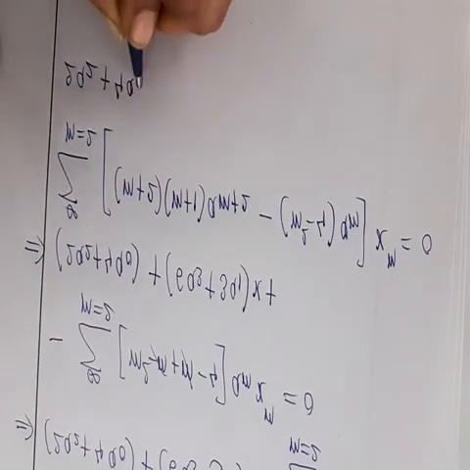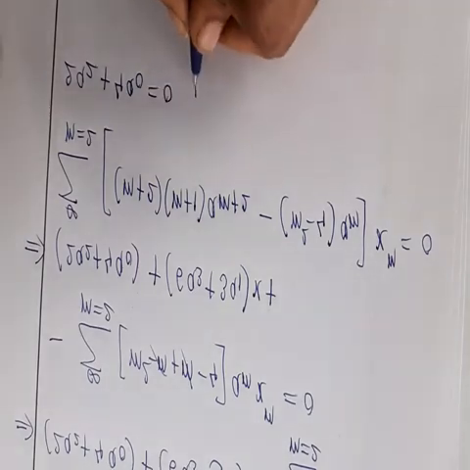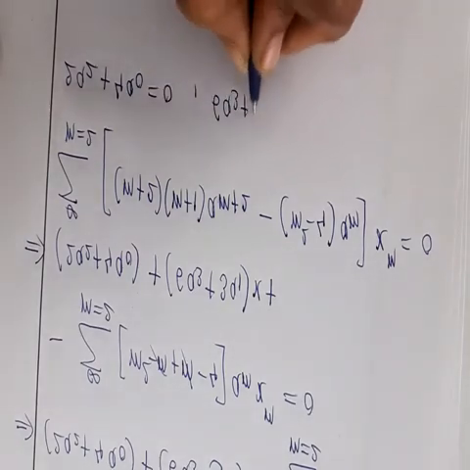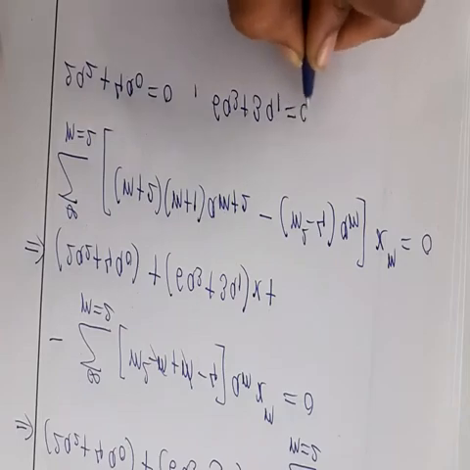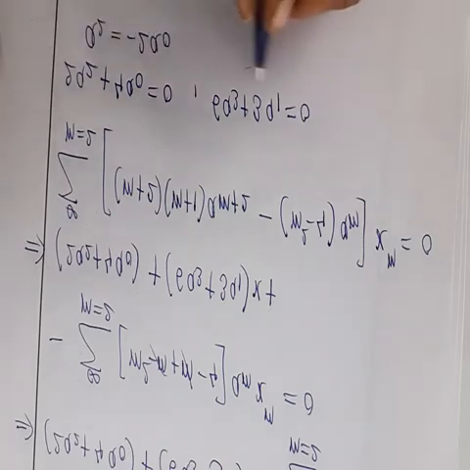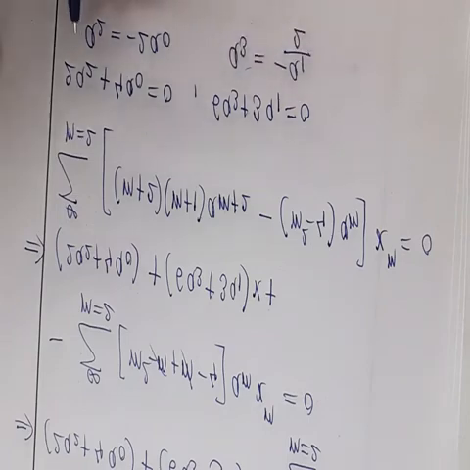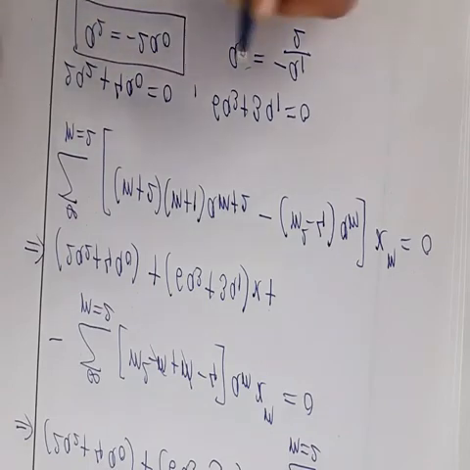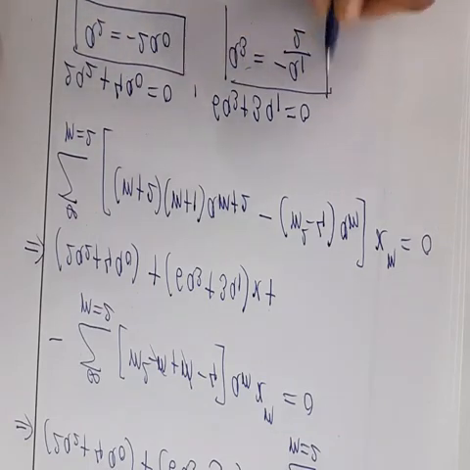Now equating the coefficient of x on both sides, the constant term first: 2a2 + 4a0 is equal to 0. Next, 6a3 + 3a1 is equal to 0. So a2 is equal to minus 2 times a0, and 6a3 + 3a1 equal to 0 means a3 is equal to minus a1 by 2. So these are the values of a2 in terms of a0 and a3 in terms of a1.